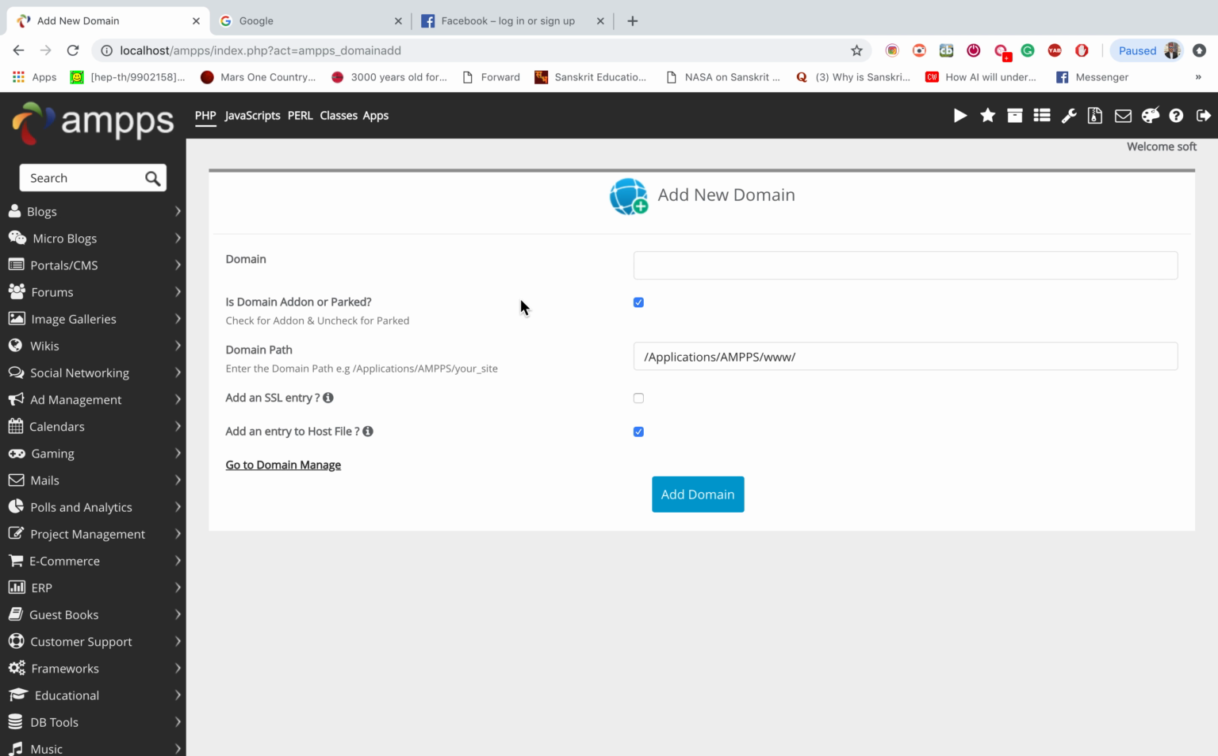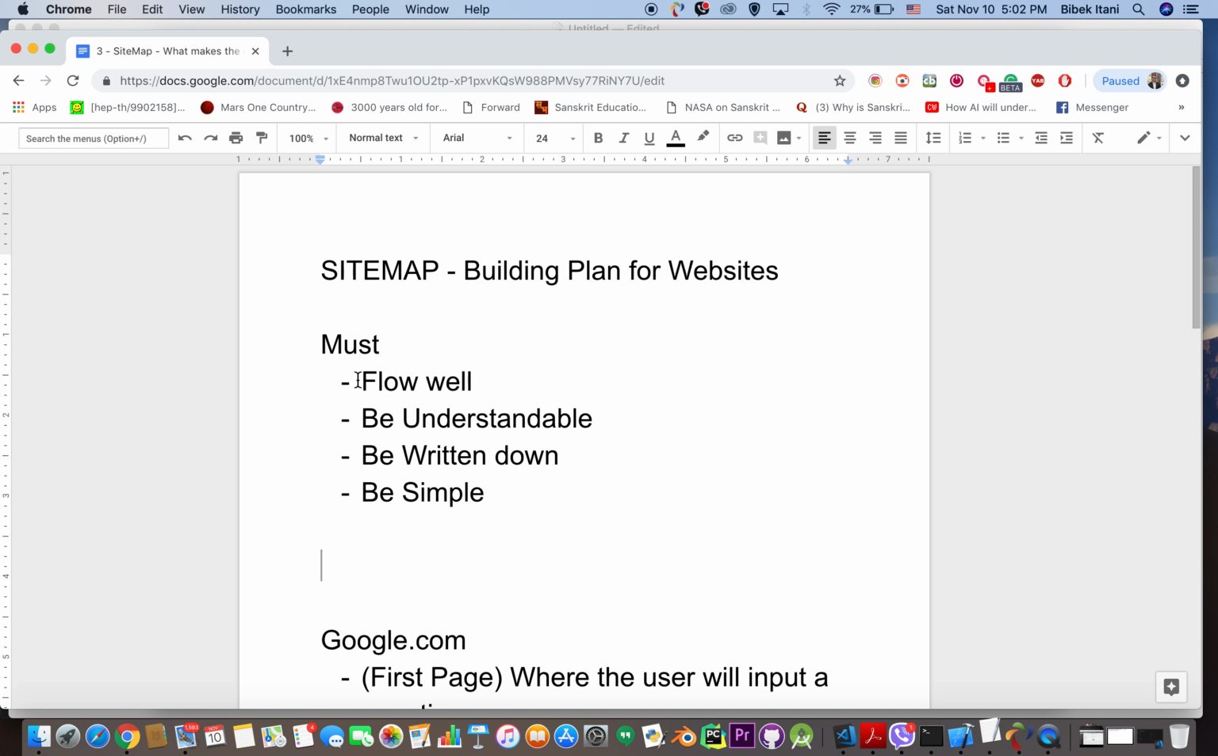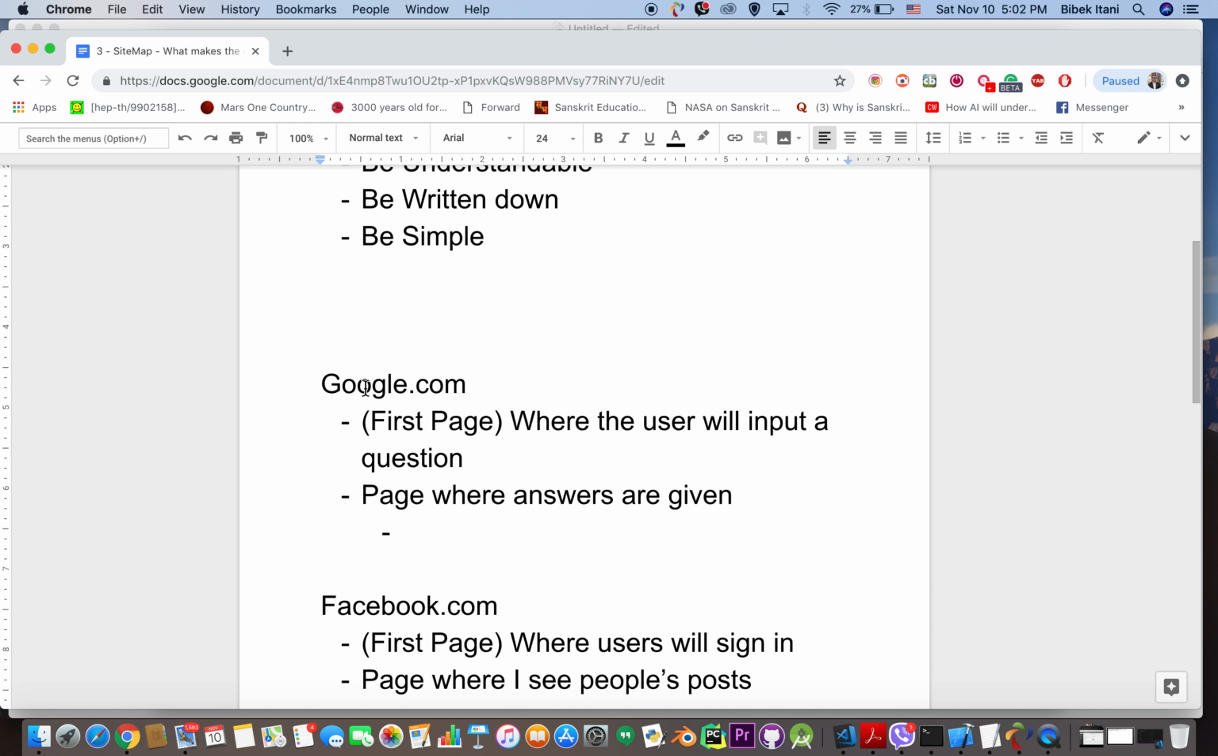So a sitemap is basically just a well written down plan of how your website is going to be. So you understand, you've seen how houses are planned, how they look like, and all that. That is the same way sitemaps are approached. So your sitemap should flow well. That means that if you are writing down a sitemap, your sitemap should have a very simple flow that everyone can understand. To give you examples, first you have google.com.